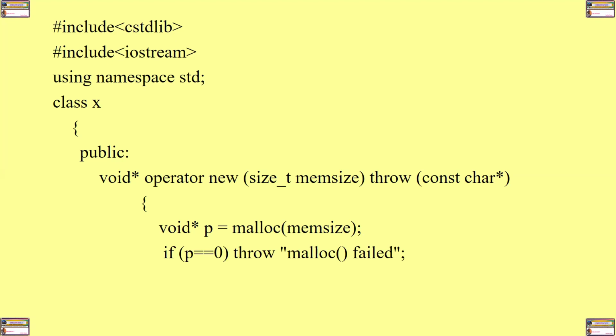Then we have the statement, if the value in the pointer is equal to 0, in other words, if there is no value being pointed to by the pointer, or if there's no value in the memory for the pointer, then throw or return the message failed. So return the message malloc function failed.